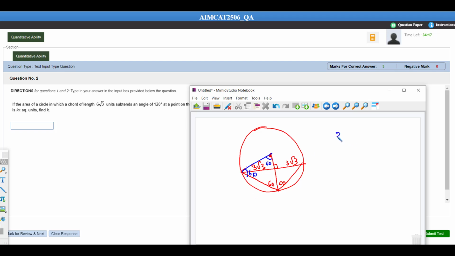So 3√3 becomes the height of this equilateral triangle, which is √3 by 2 into side. So the side becomes how much? √3 will get cancelled out. 3 into 2 is equal to 6. Then this side is nothing but the radius. So the area of the circle is going to be 36π. The value of k is equal to 36.